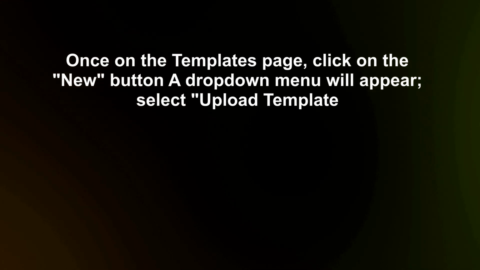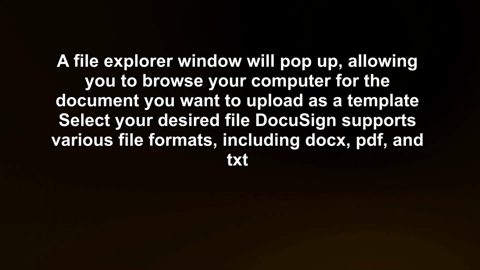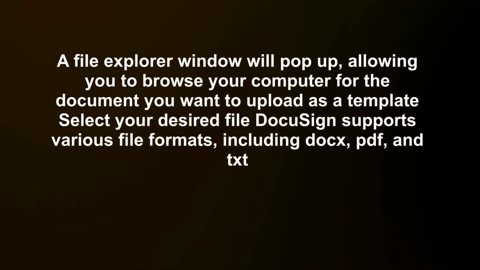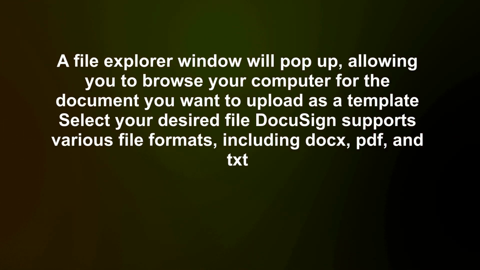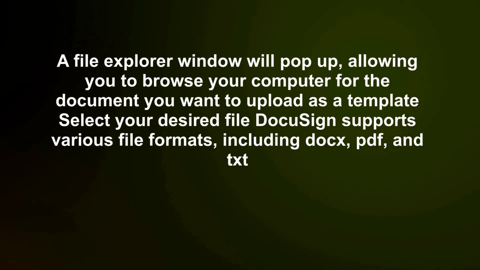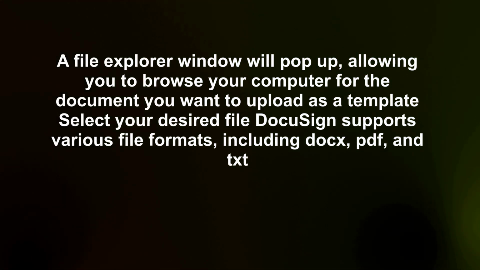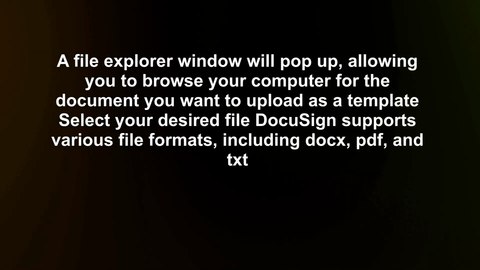Select Upload Template. A File Explorer window will pop up, allowing you to browse your computer for the document you want to upload as a template. Select your desired file. Docusign supports various file formats, including DOCX, PDF, and TXT.